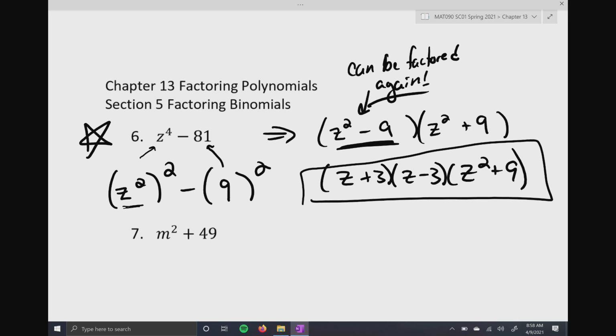Here's why. If you look at number 7, we have m squared plus 49. How many terms? 2. Is the sign in between a minus? No. You could stop. This is prime. You can't factor that. It doesn't work. You cannot factor that. And that's why I did not factor the z squared plus 9, because of the plus sign in between. Yeah, plus sign ruined everything for me.